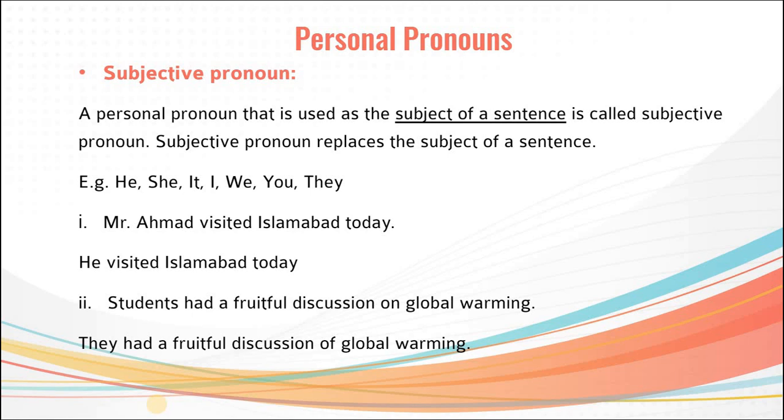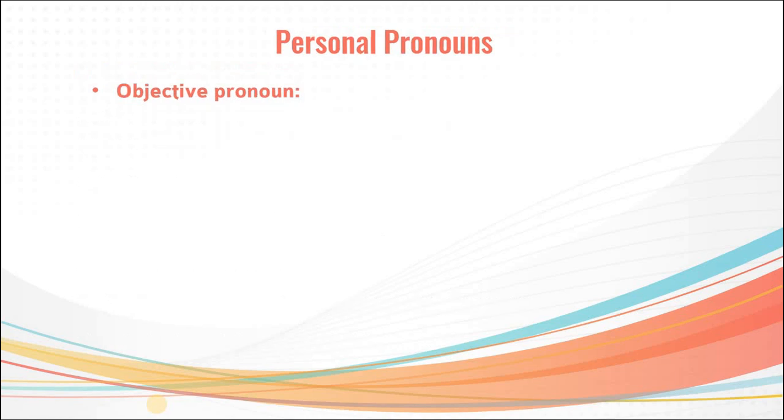Students had a fruitful discussion on global warming. Now we are replacing students with the pronoun we use, they. They had a fruitful discussion on global warming. So they will be called a subjective pronoun. Why do we call they a subjective pronoun? Because they has replaced the students, and students is the subject in this sentence. So a pronoun that replaces a subject in a sentence is called a subjective pronoun.